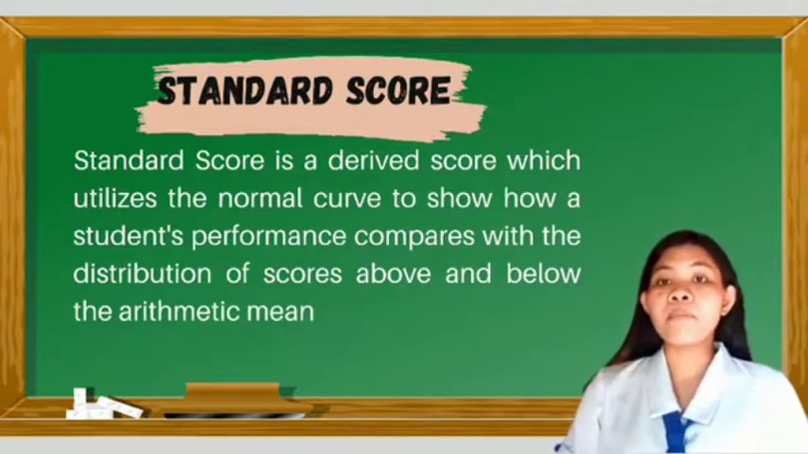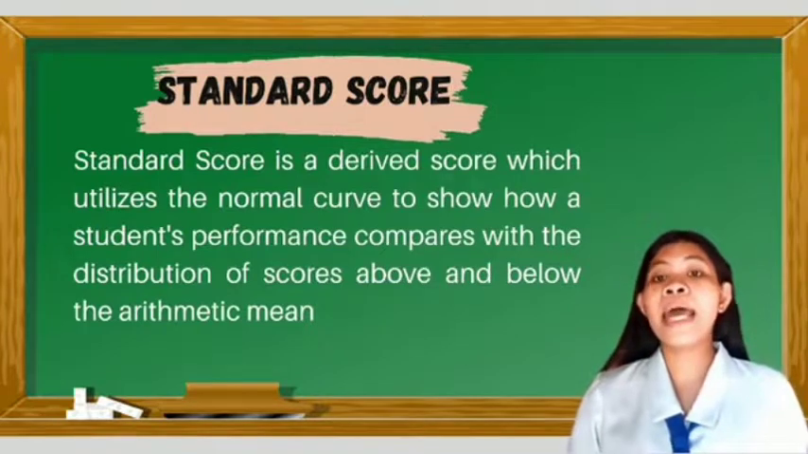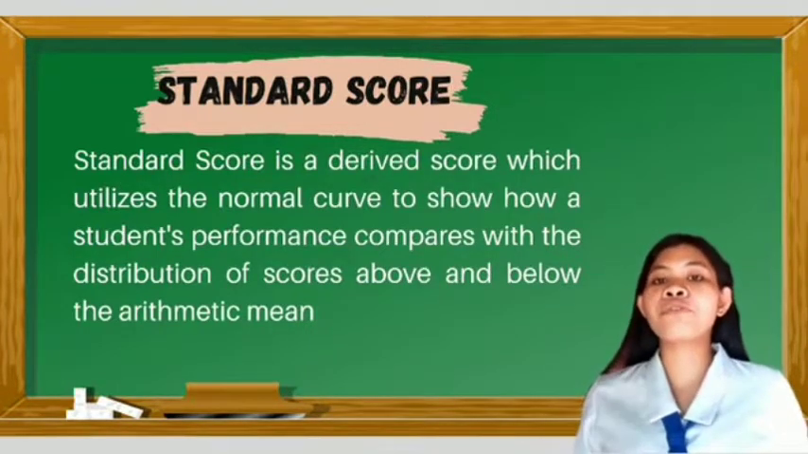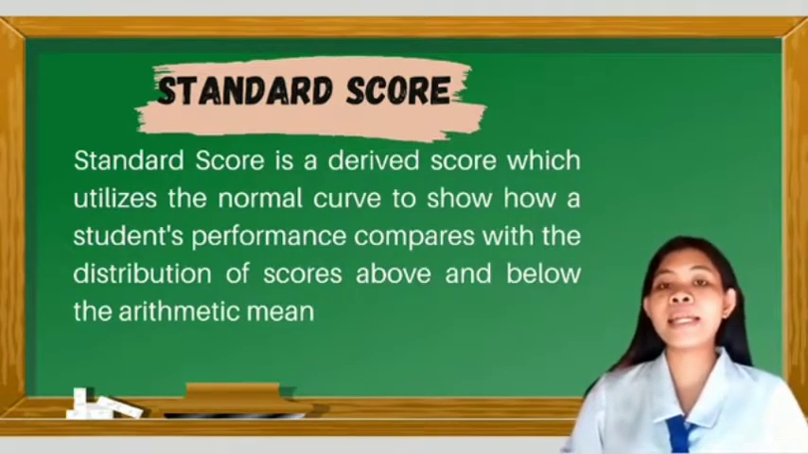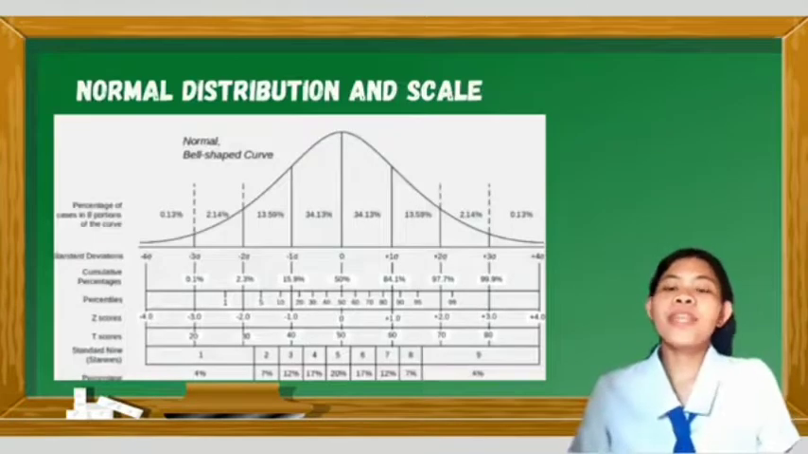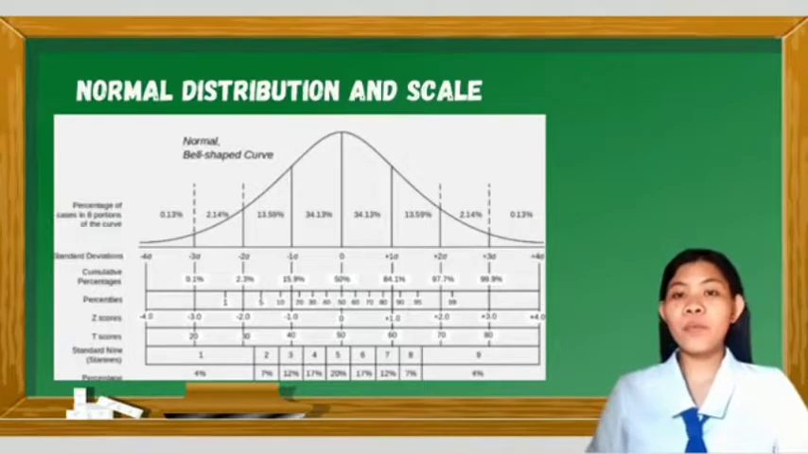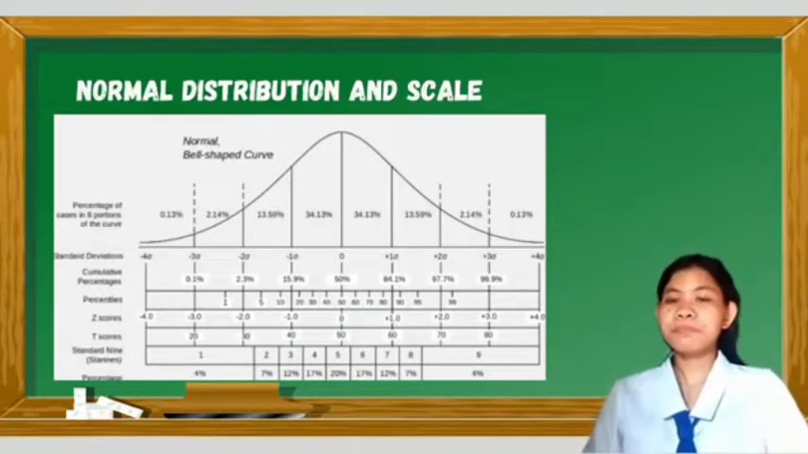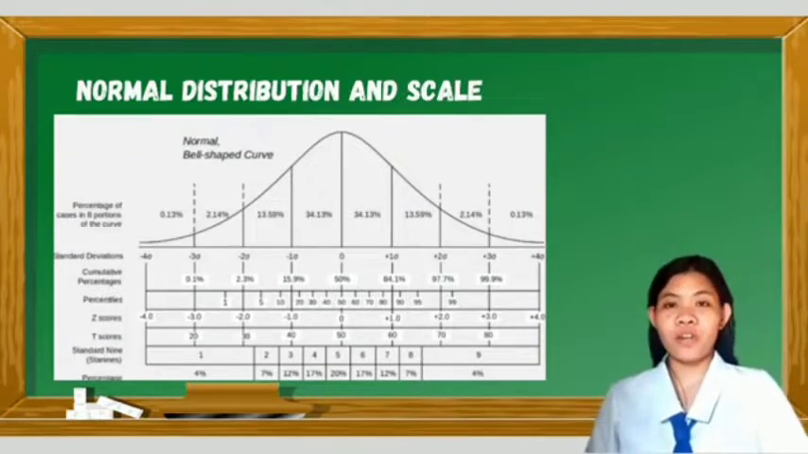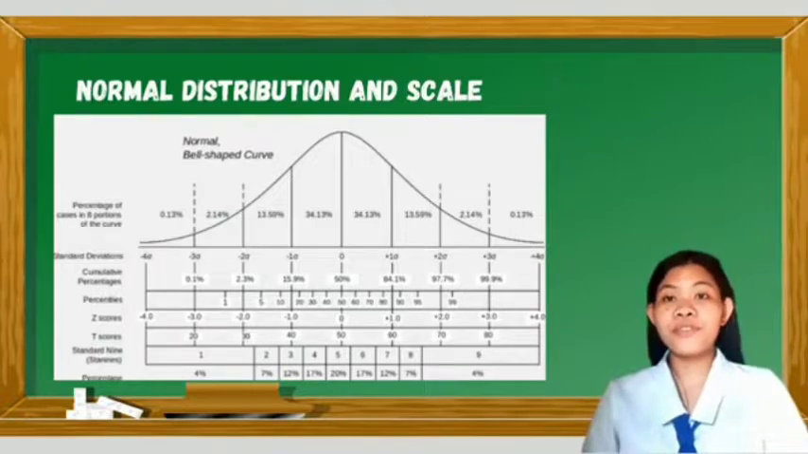The raw scores above the mean have positive standard scores, while those below the mean have negative standard scores. So this score has been transformed to fit a normal curve with a mean and standard deviation that remain the same across ages. So this is a normal distribution and scales. The normal curve here represents a normal distribution. As we can see, the left and the right sides are symmetric to each other. So this normal curve is a symmetric theoretical distribution.